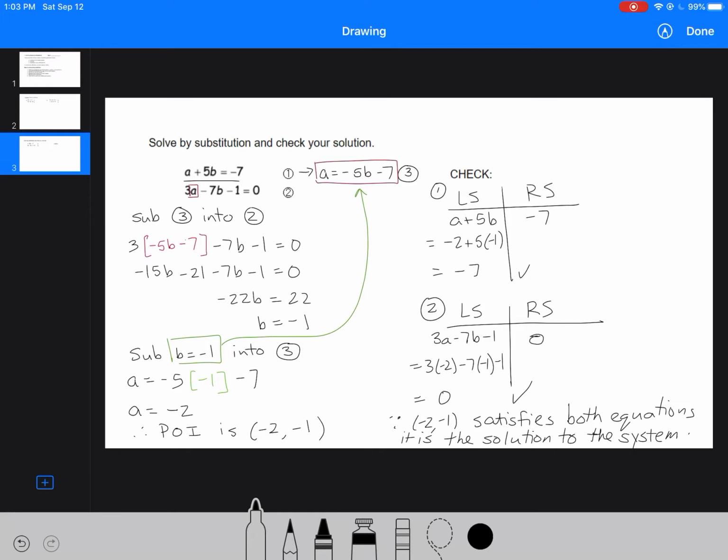Here is an alternative algebraic method to solve a linear system.